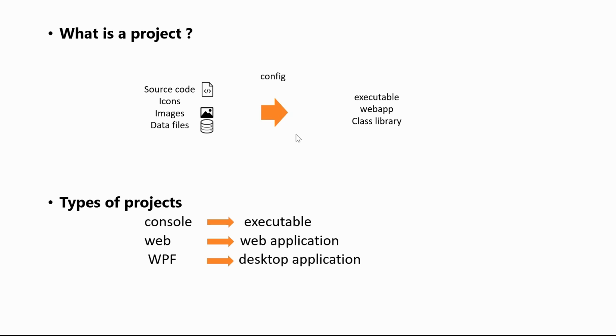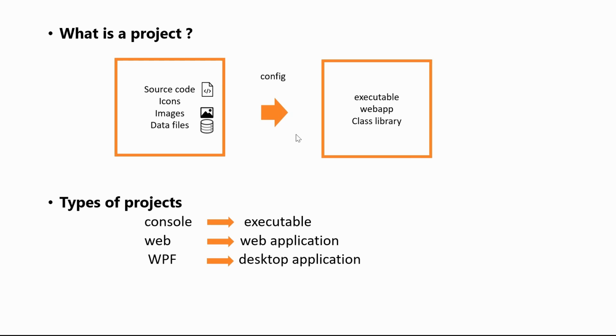A project answers the critical questions for building the output. Things like, what are the inputs? Like these files that include those classes. And then what's the output? For example, is that an executable or is that a website? And then there are configurations like which version of SDK to use, what is the target framework, and so on.